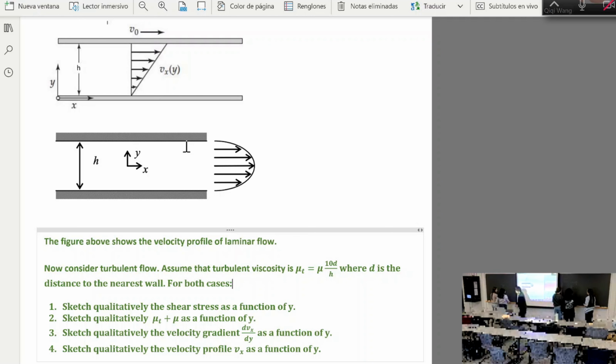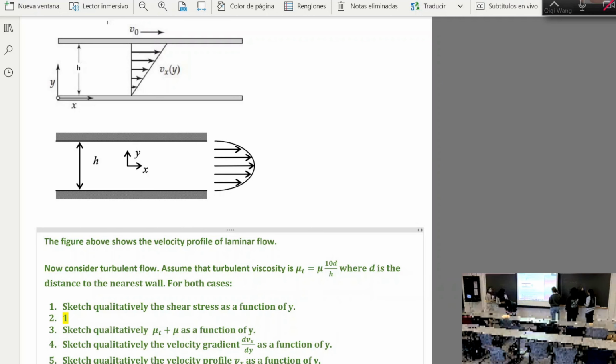Or maybe I can add a step 1.5. So 1.5 is basically sketch d as a function of y, right? Because d is the distance to the nearest wall, and your mu t depends on d, right? Sketch is basically draw it.